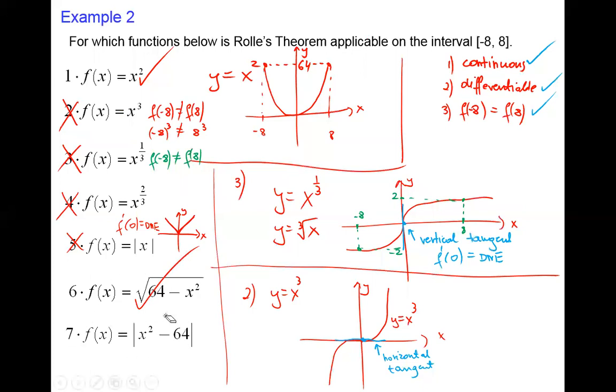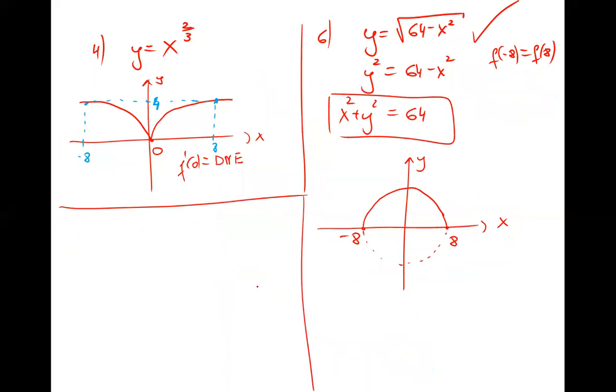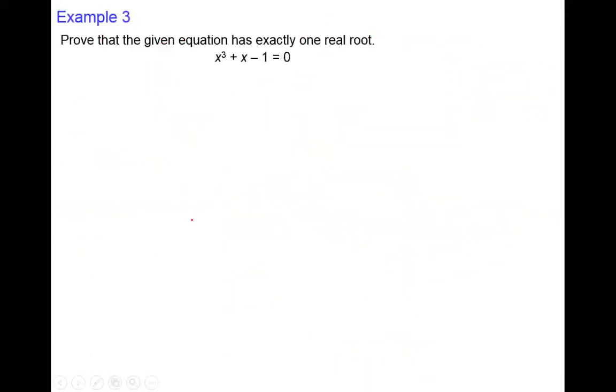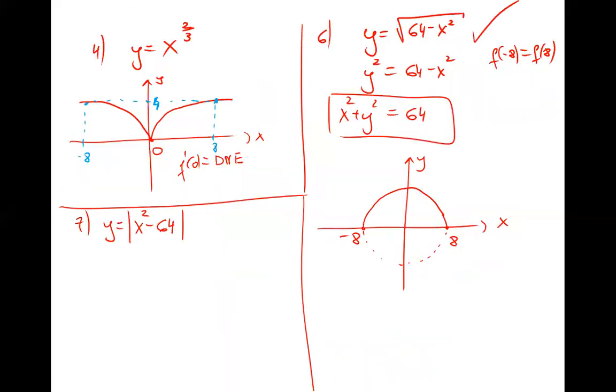Okay, and then we have the last one, number 7. Number 7 is the absolute value of x squared minus 64. Let me just check mine. Okay. That means absolute value. How can we draw this function? First of all, we can try to get the graph of the function inside. And inside, I do have x squared, which looks like that.